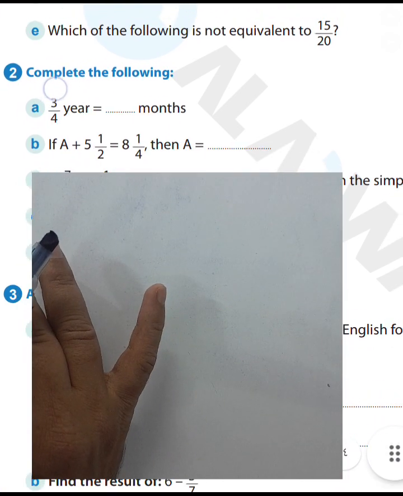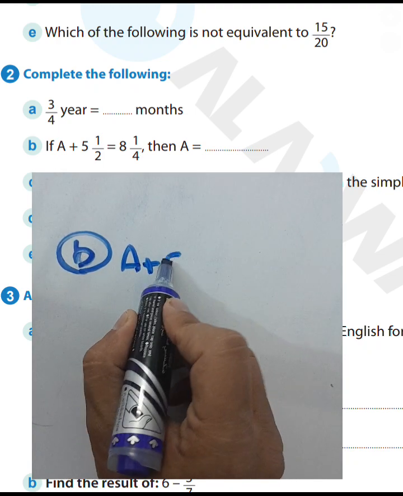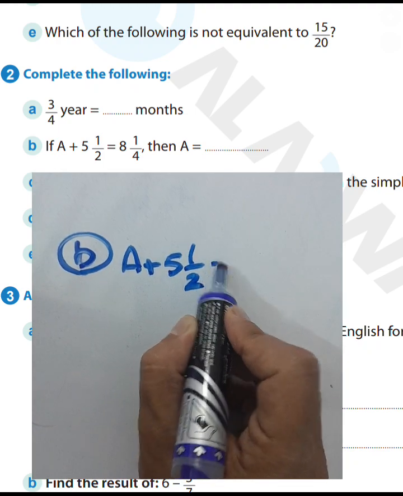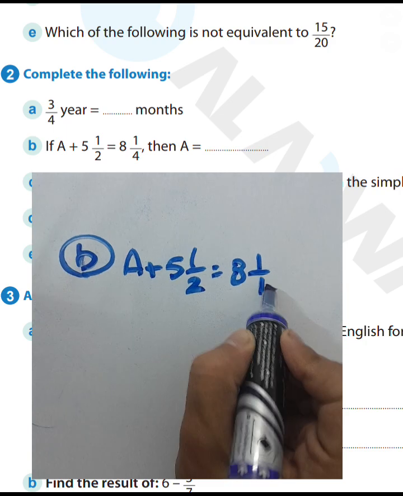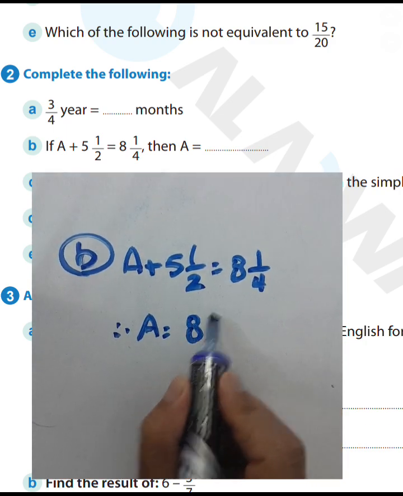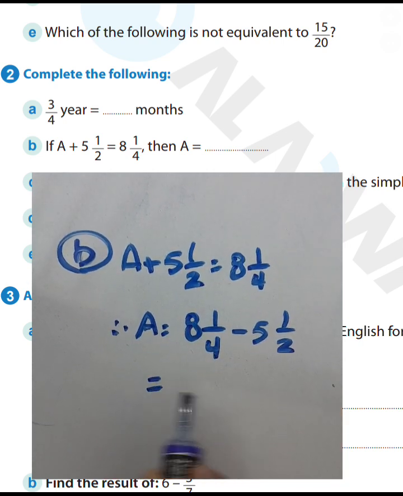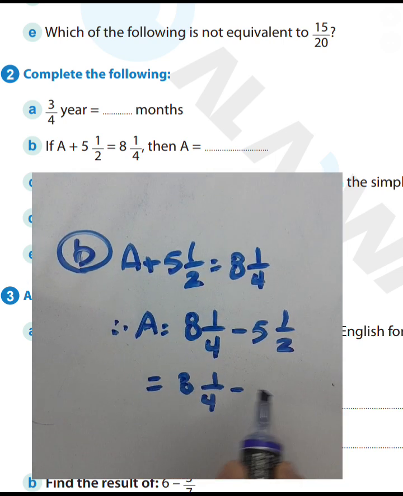Question letter B. If a plus 5 and 1 half equals 8 and 1 fourth, then what is the value of a? We can find the difference between the numbers: 8 and 1 fourth subtract 5 and 1 half. The least common multiple between them will be 4.